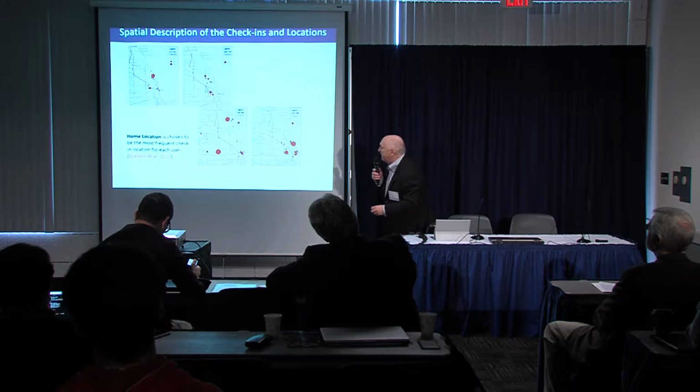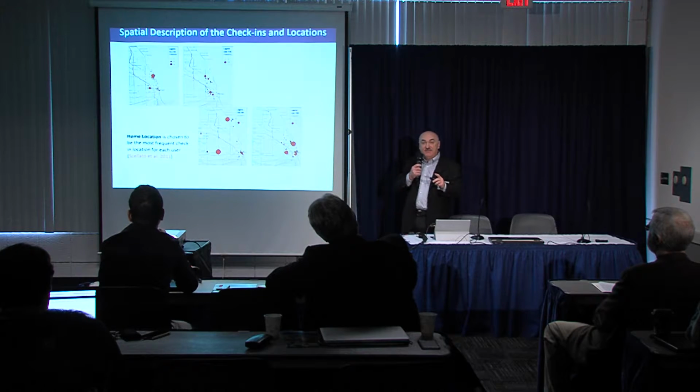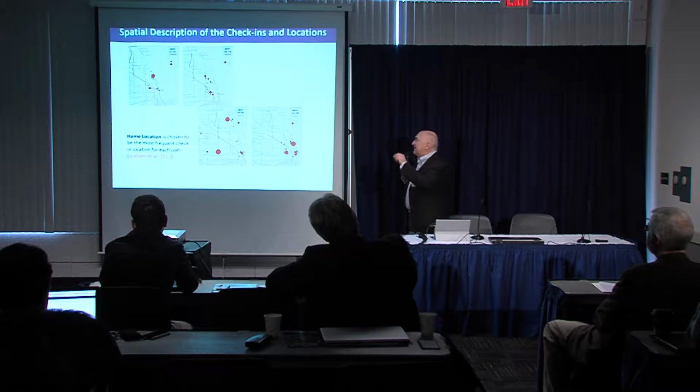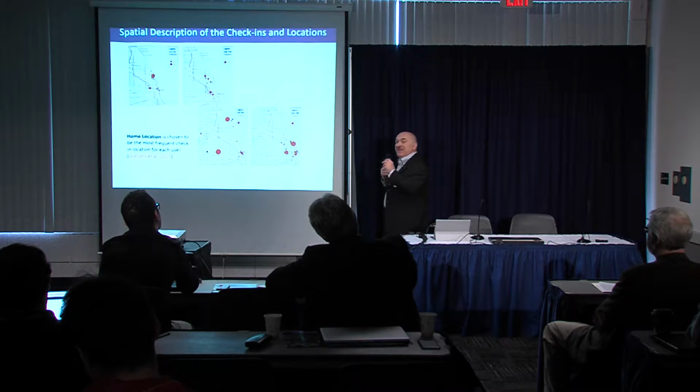So here are examples of our selected users and where they have visited. In looking at these users, the size of the circle reflects the frequency that they have visited a particular location. We take the largest circle to be their home location, essentially. That's considered their home base in our analysis. Again, we have no way of really confirming that, but in our analysis we treated that consistently.